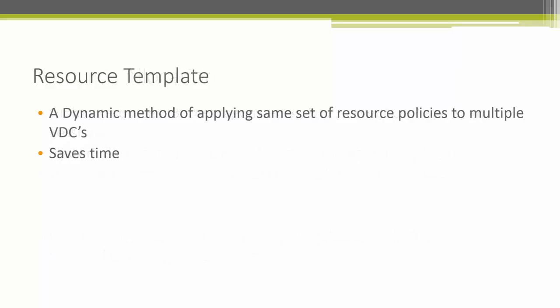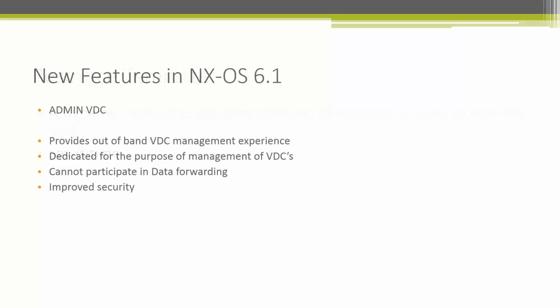A resource template is more of a dynamic method of applying the same set of resource policies or resources to multiple VDCs. It's like macros that we used to have in older switches, the IOS switches. So you create the macro once and you can apply it wherever you want, and it saves you time. So a resource template is the same method.